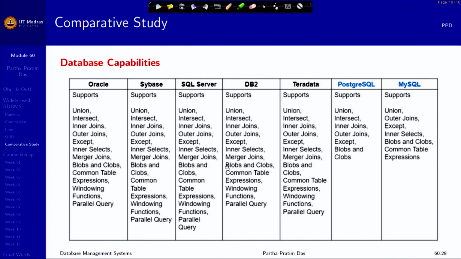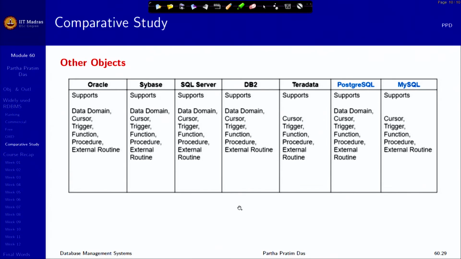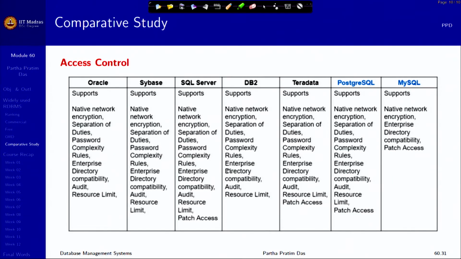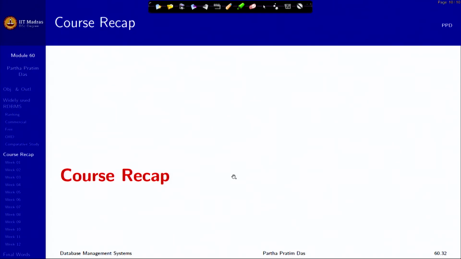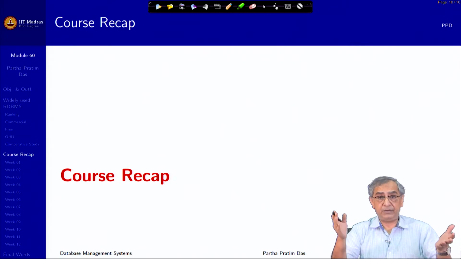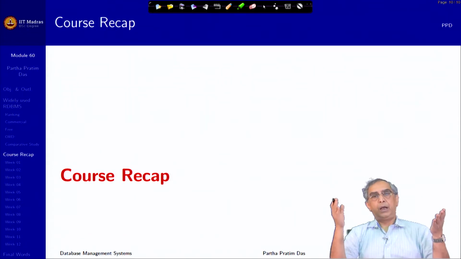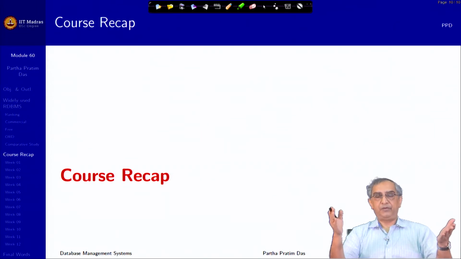Indexes, database capabilities, other kinds of objects besides just the data tables, how much it can be partitioned. Some databases can be more partitioned, some databases cannot be partitioned, those kinds of information. The access control information, the authentication facilities available in different database systems and so on. So, this is just to give you a whole idea of the space, which is complex, growing, full of opportunity for you to jump in and make your lifelong career in this, because databases are something that are not going to disappear from life.